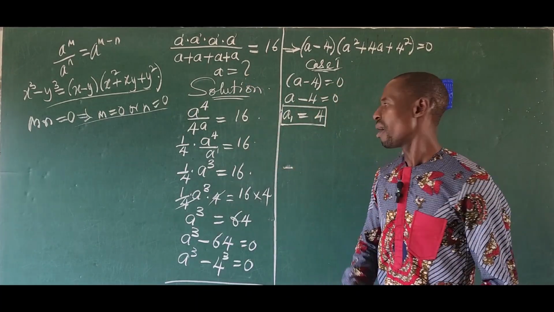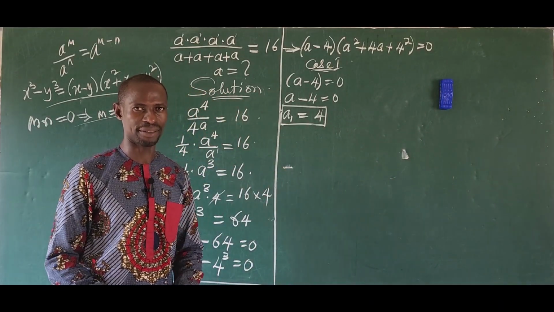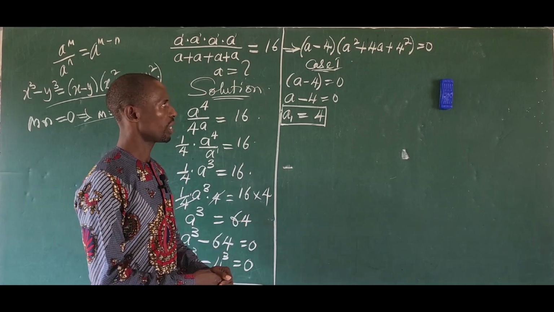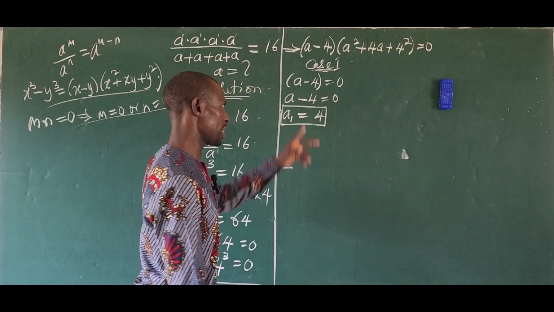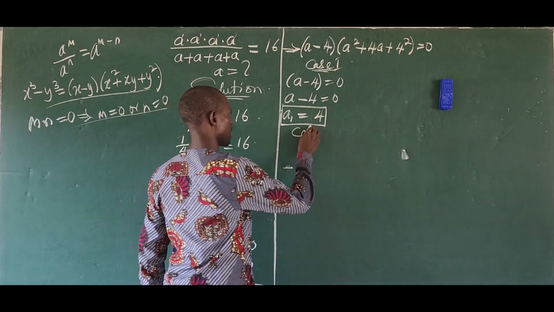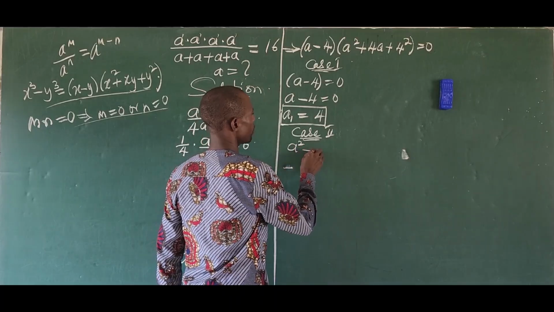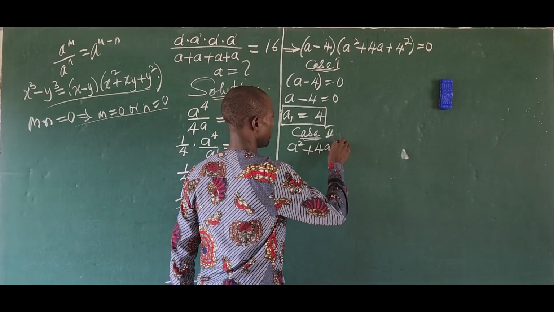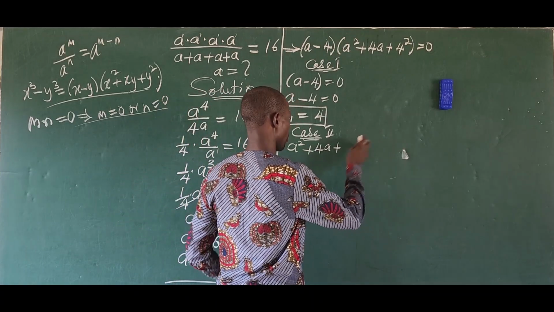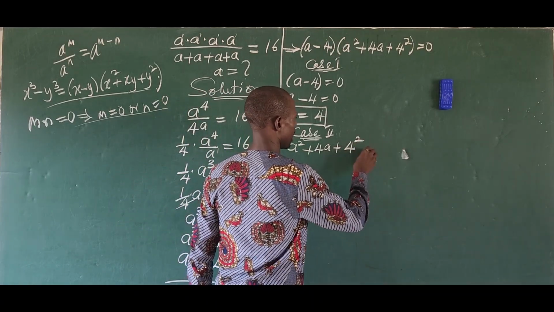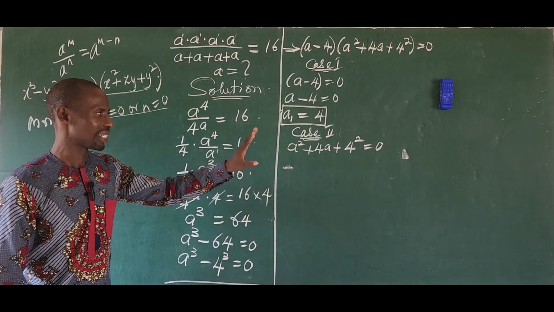A is equal to 4. Okay, so let's go ahead and look for the other two roots because we have 3. We've got 1, and to get the other 2, we apply this rule, or we take this as the second case scenario. So we have here case 2. Case 2, we have our A to the power of 2 plus 4A, then plus 4 to the power of 2, which is 16. Let's leave it in this form. No problem, we're going to work with it like this.